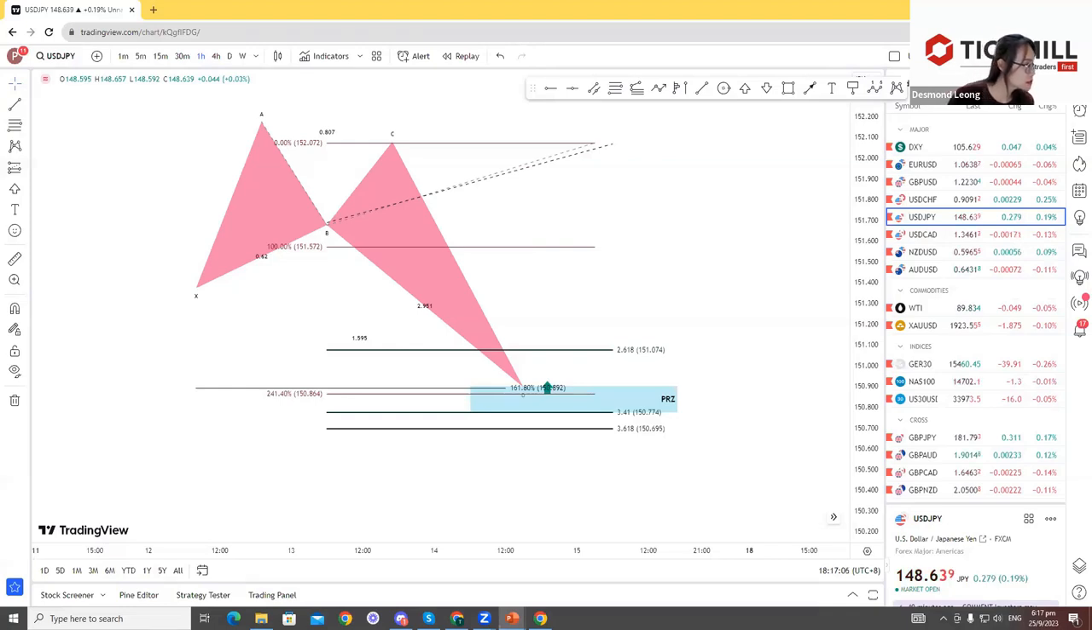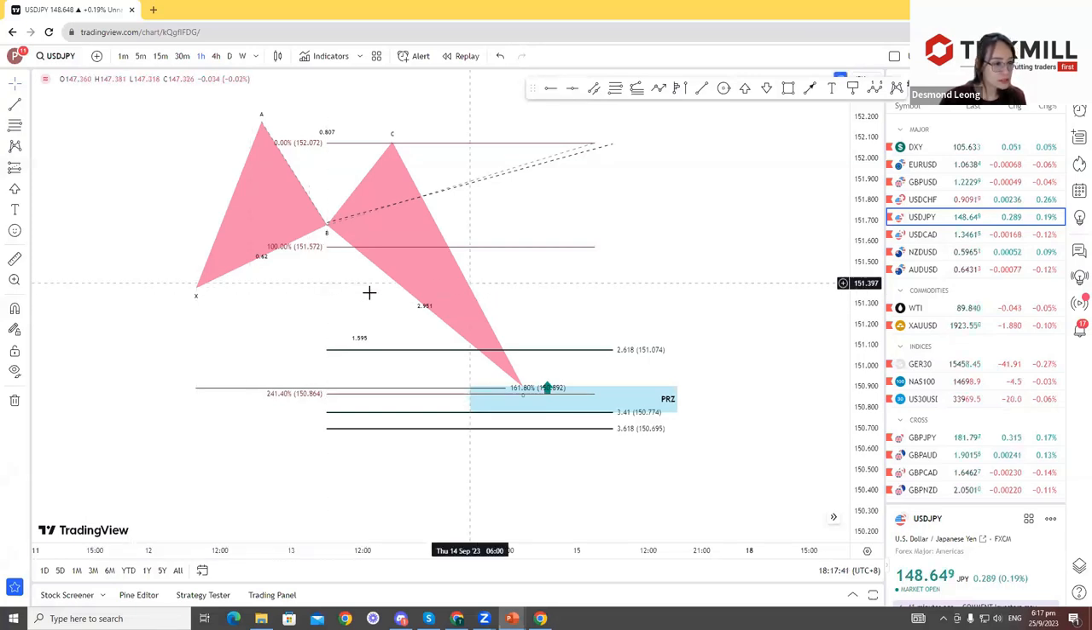Bearish crab is like this. Crab. Oh, a wrong one. No, let me see. Here, crab. It's a crab, not a butterfly. Wait, let me see. Why am I here? Let me see first. I'm getting confused now. I'm still at the crab, right? Yeah, it's a crab, where is my butterfly? Butterfly is here.